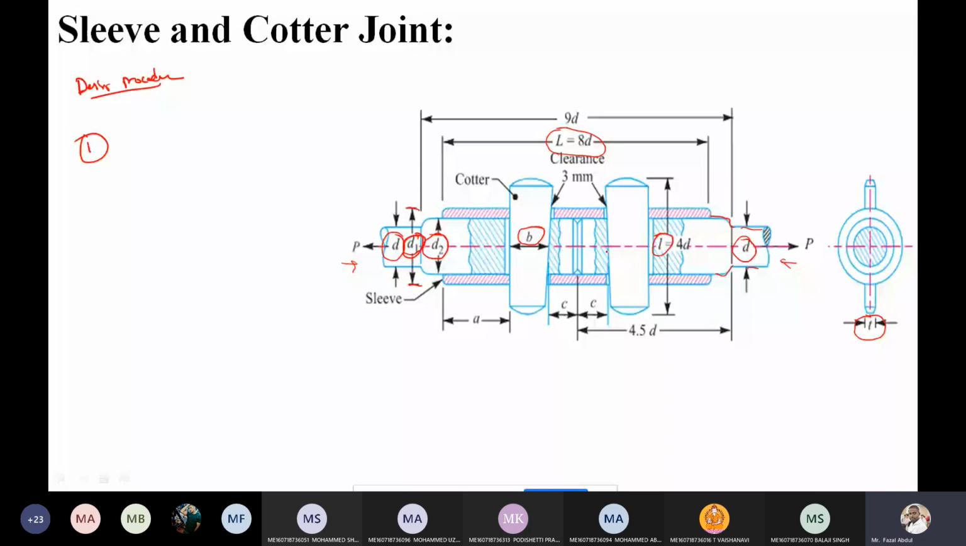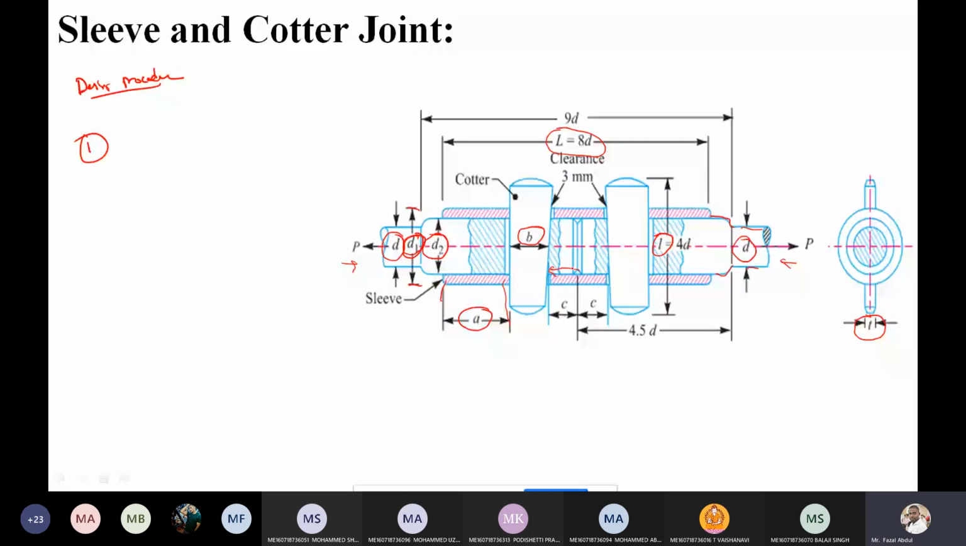and small a is the distance of the rod end from the beginning of the quarter to the hole. It means from here to this hole. This distance is known as small a, and small c means the distance of the rod end, from this end to the start of the hole, that is c.